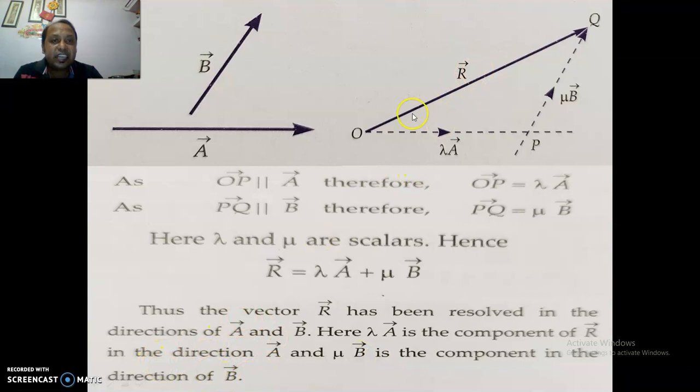So I hope this is clear to you. The component of vector R along the direction of vector A is lambda vector A, and along the direction of vector B is mu vector B.